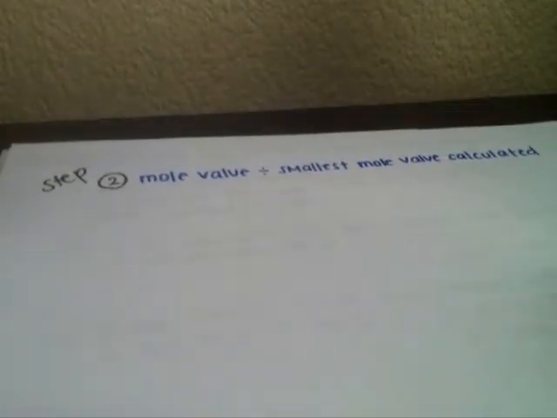So step 2. Once you have converted each element to moles, you then divide each mole value by the smallest number of moles you calculated.